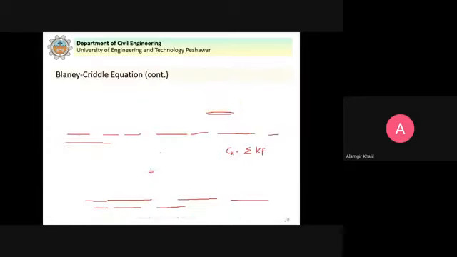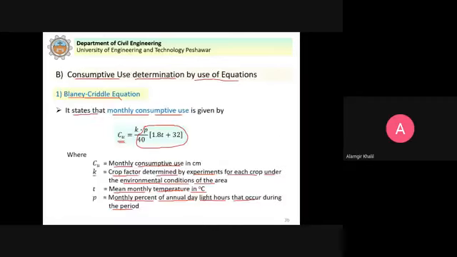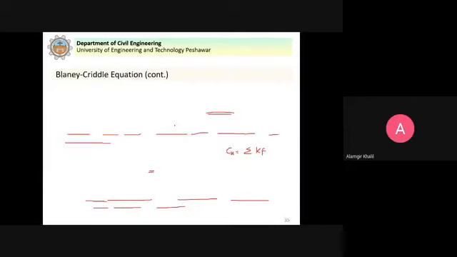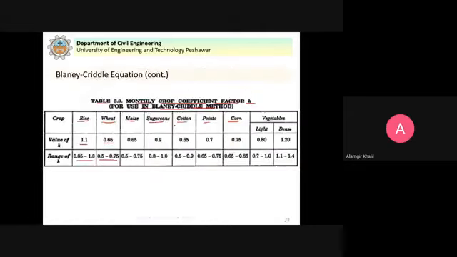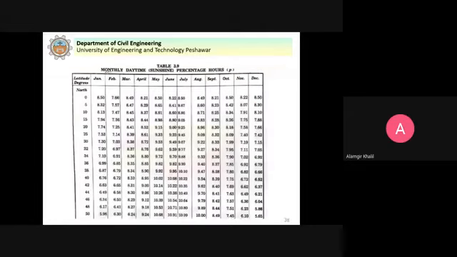Similarly, in this equation, this P is the monthly percent of annual daylight hours that occur during the period. So how to get its value? Again, we have this table available, monthly daytime sunshine percentage hours. This is P. That can be taken from here for any location. This is, for example, for the north. It can be for the south also.